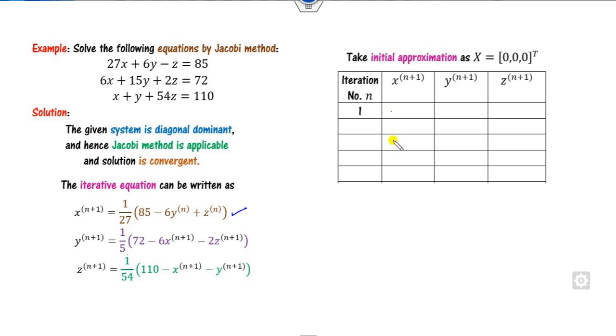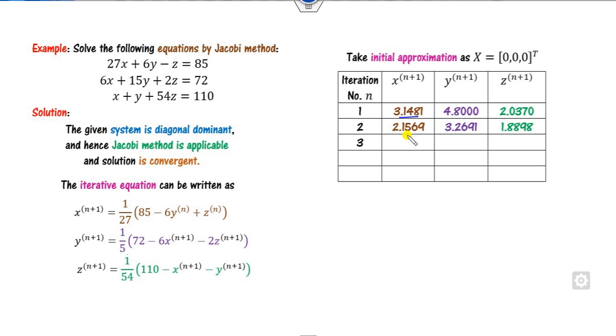I can substitute this value here. The first value will be 85 by 27. Second value is 72 by 5. Third value is 110 by 54. I can substitute this value in these equations again. You will get this new updated value.